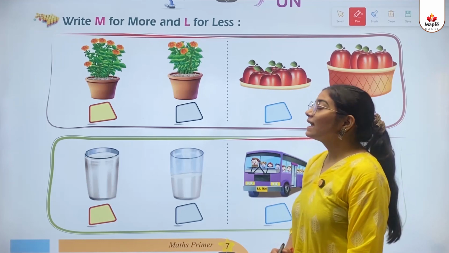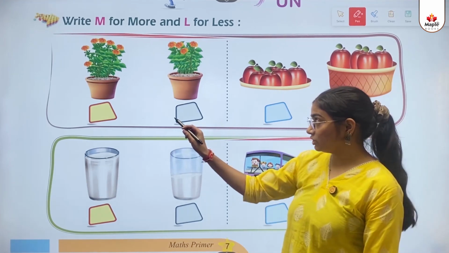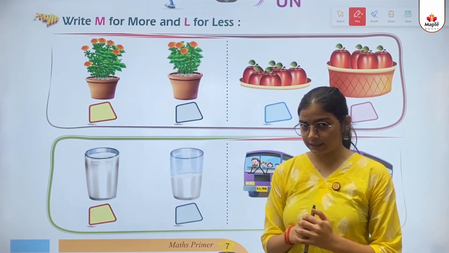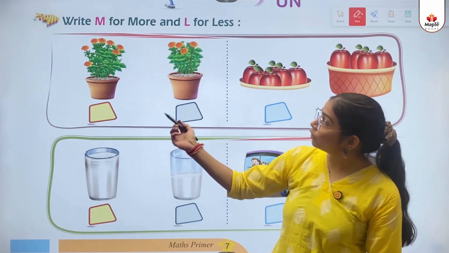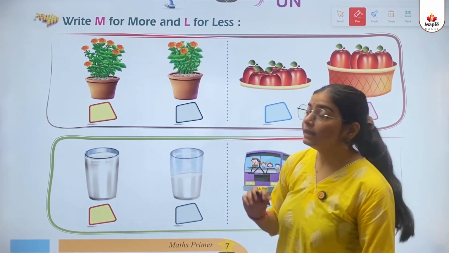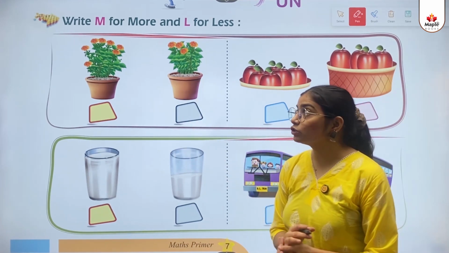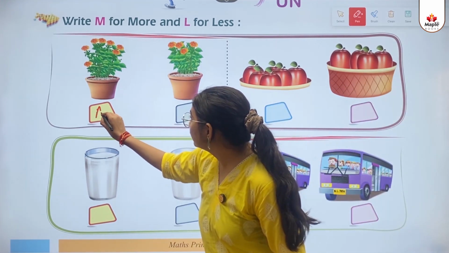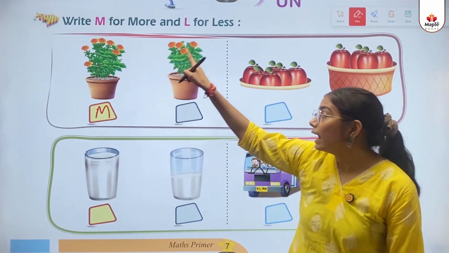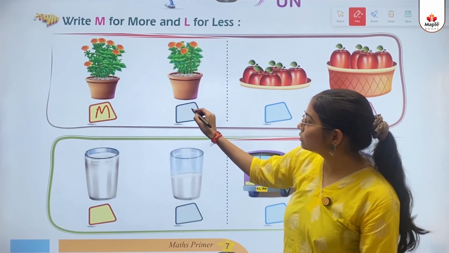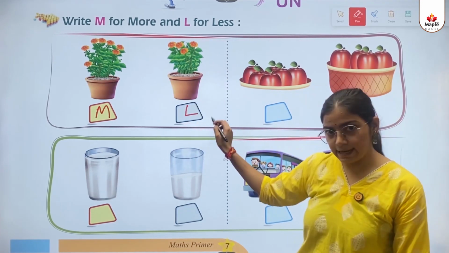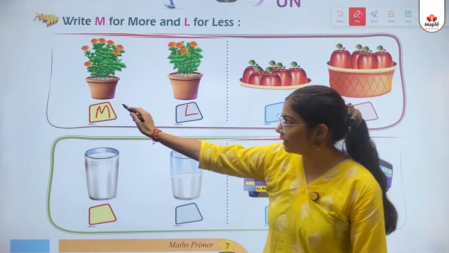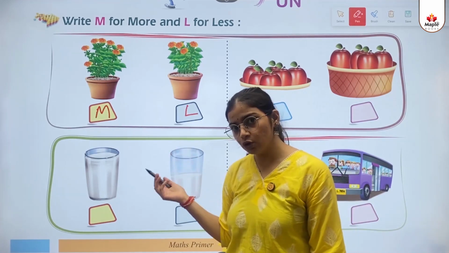So kids, as you can see in this picture, there are 2 pots given. One with more flowers, another one with less flowers. So which one is the more one? This one is the more one, having more flowers, and this one is the less one. So we'll write L here for less and we'll write M here for more.